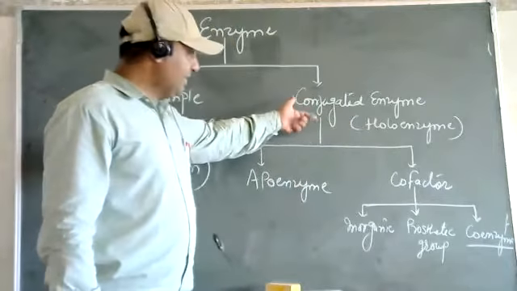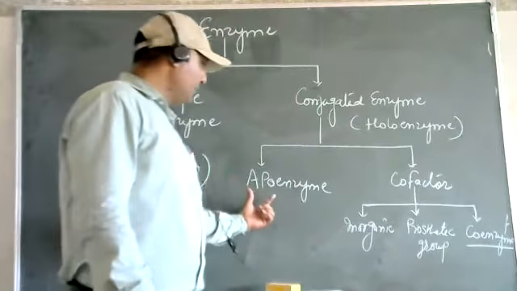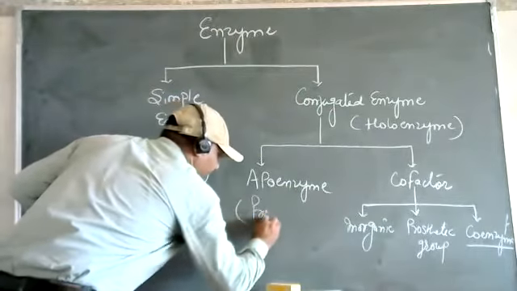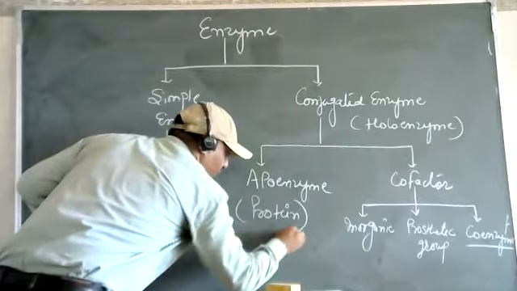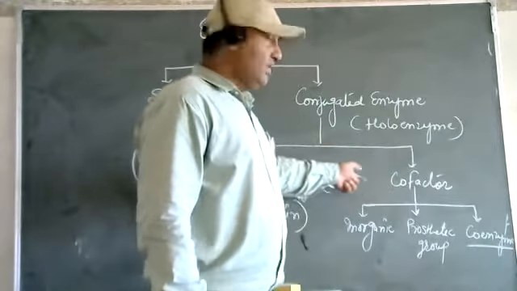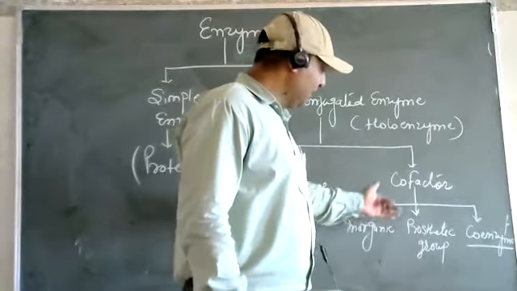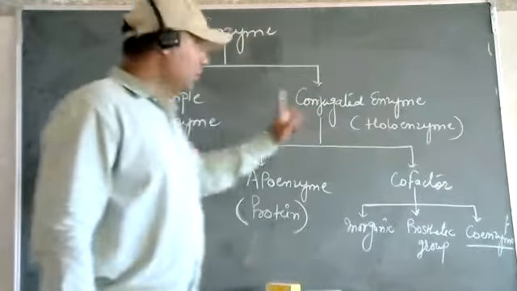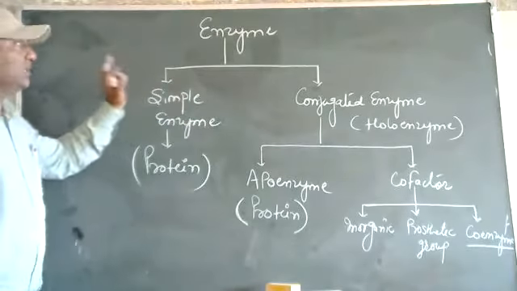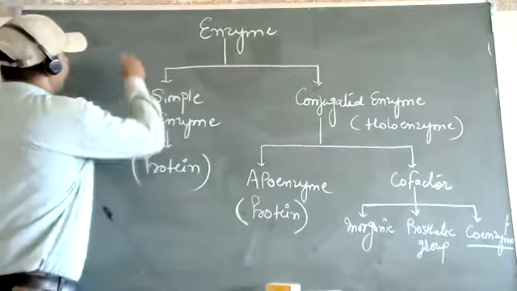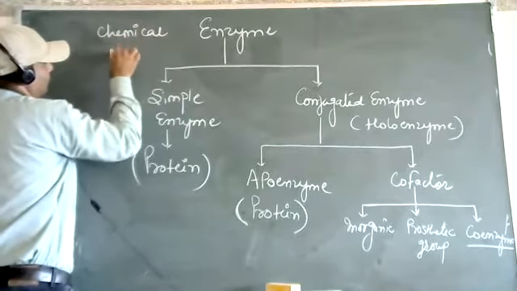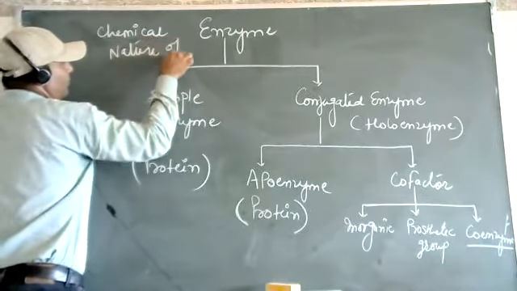Now, the conjugated enzyme consists of two parts, apoenzyme and cofactor. The apoenzyme is the protein part. The other part is constituted by the cofactor, which is of three types: first the inorganic, then the prosthetic group, and then the coenzyme. So this is a conjugated enzyme. You can draw these three diagrams of the chemical nature of enzyme.